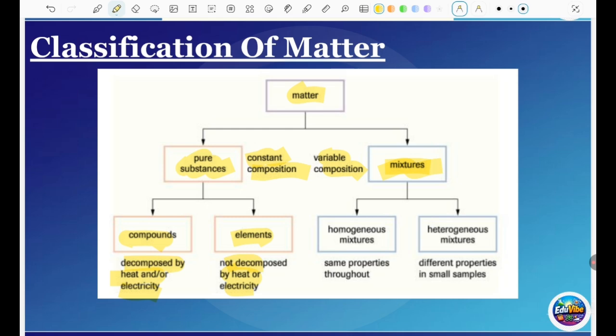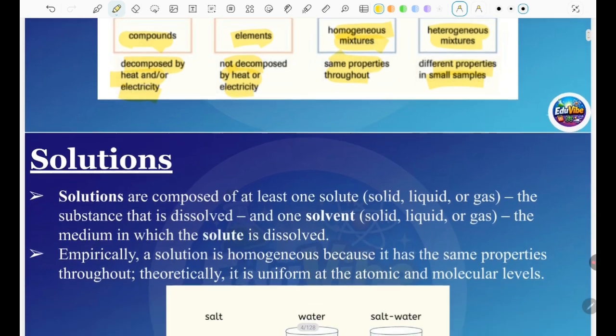Mixtures are of two types, homogeneous and heterogeneous. Homogeneous mixtures have the same properties throughout the mixture, but heterogeneous mixtures have different properties in small samples. If we have one mixture and another mixture, the properties may change in small samples. So that's how the classification of matter works, and this is all a review of the previous unit.